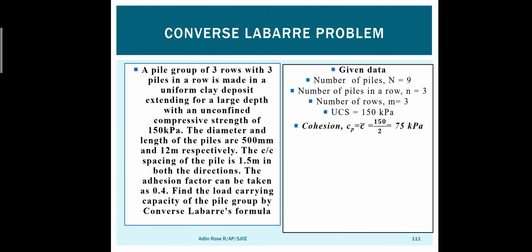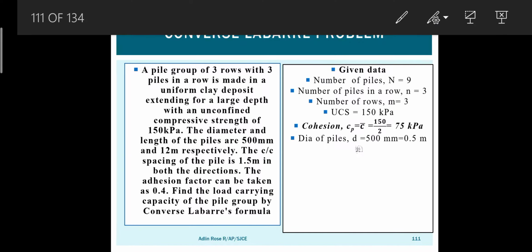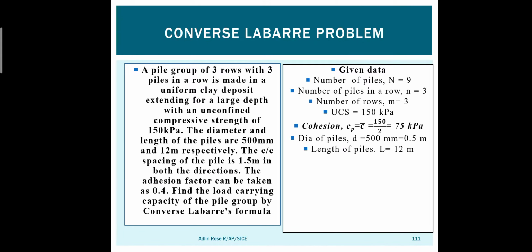Since no other unconfined compressive strength is given, we take the pile tip cohesion Cp and C bar also the same. Cp and C bar is same: 150 by 2 is equal to 75 kilopascal. Then diameter of the pile, small d, is equal to 500 mm. In meter it is 0.5 meter. Then length of the piles L is equal to 12 meter. Then center to center spacing of the piles is equal to 1.5 meter. Spacing S, small letter s.